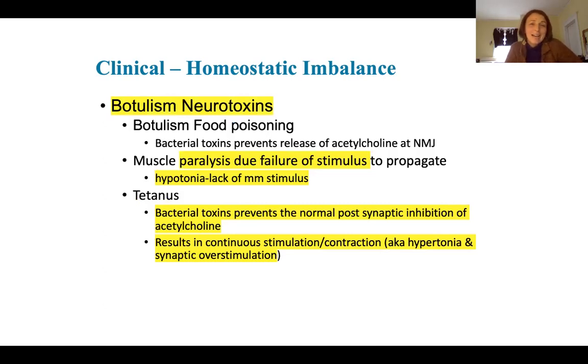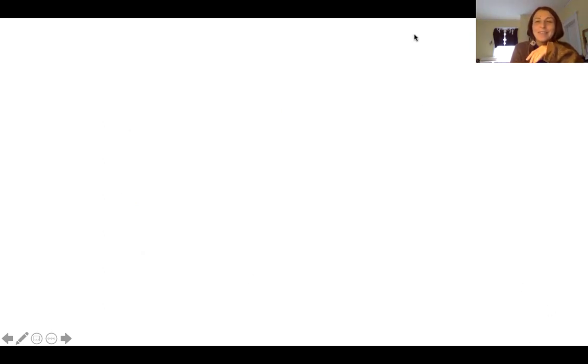Botulism neurotoxin is the opposite. You have muscle paralysis due to failure of stimulus, so you have a block happening. The toxins prevent the release of acetylcholine. We need to look at the neuromuscular junction to talk more about this, so I'll put it in again. What about tetanus? Tetanus is again at the postsynaptic inhibition. So let's pause with this here, and I'll look at that when I have the action potential nervous impulse lecture going.